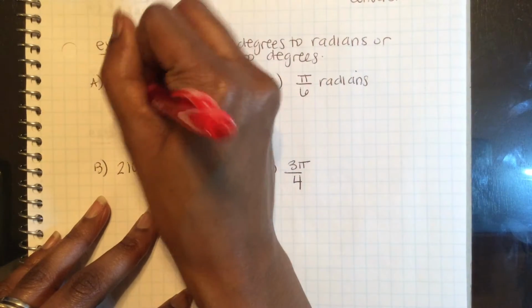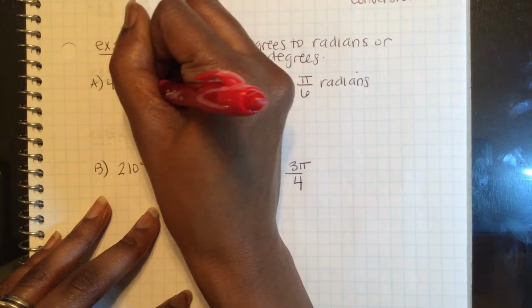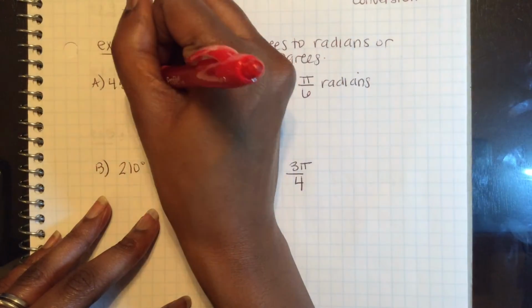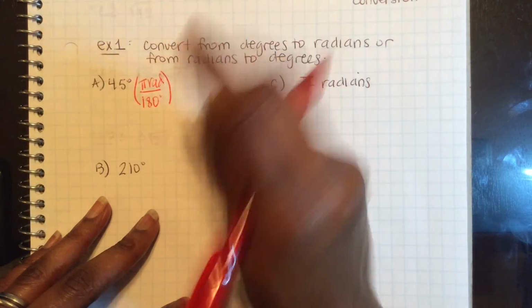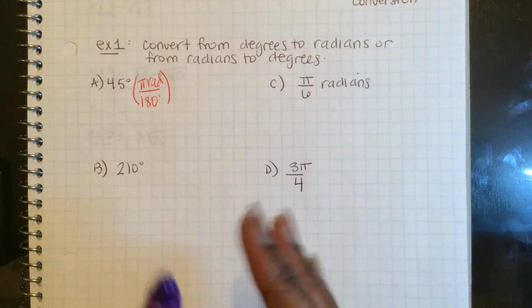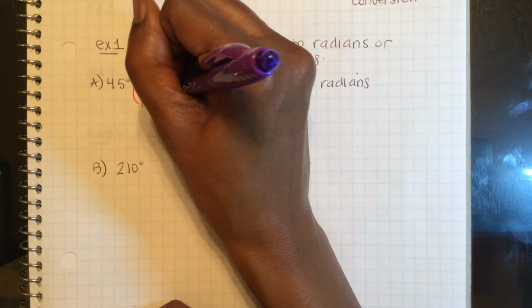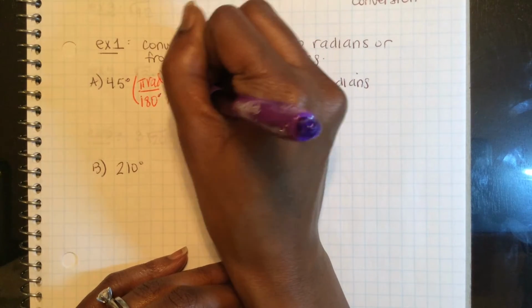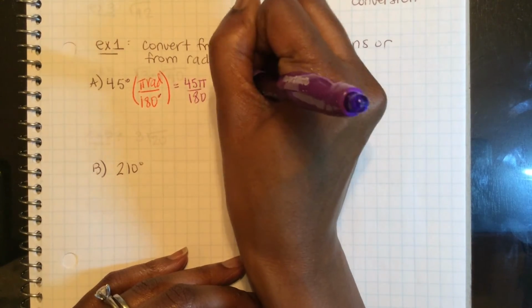So if I use my conversion unit, I know that 180 degrees is pi radians. Notice I put my 180 degrees on the bottom so that my degrees cancel out. So I'm left with 45 pi over 180 radians.